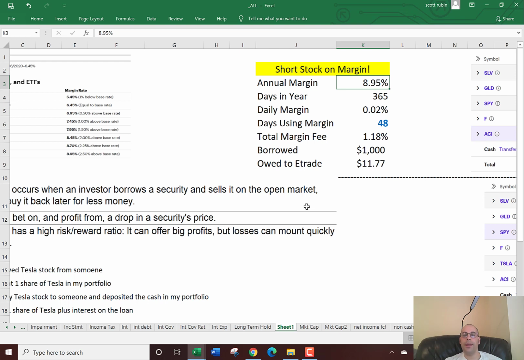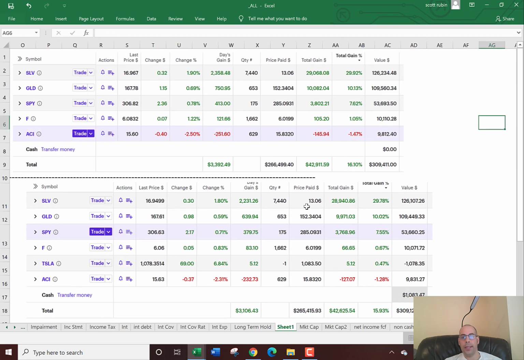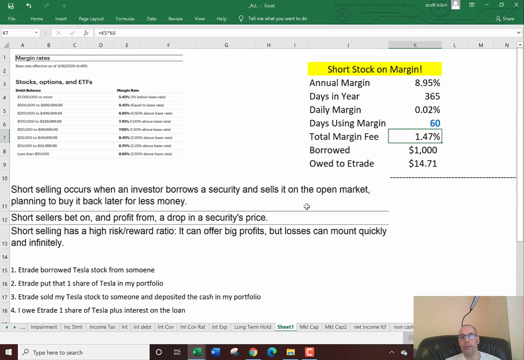E-Trade charges about 9% annually to borrow on margin. If you break that down by day, it comes out to about 0.02%. This number is how many days I would borrow. If I borrowed the whole year, it would be 8.95%. But if I only borrowed for 30 days, I would only have to pay 0.74%. So if I kept this Tesla stock in my portfolio for 60 days and then replaced the stock, I would have to pay 1.5% in interest fees to E-Trade for borrowing the money.